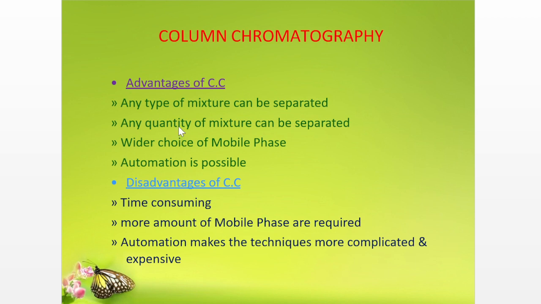Now the advantages of column chromatography. Any type of mixture can be separated. Any quantity of mixture can be separated. A wider choice of mobile phase can be used. Automation is possible. Now, there are some disadvantages of column chromatography too. It is time consuming, and a larger amount of mobile phase is required. Automation makes the technique more complicated and expensive.